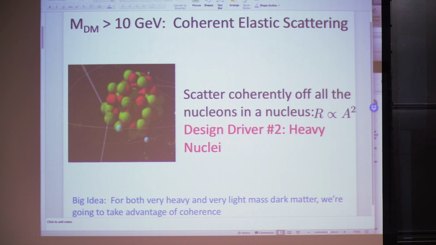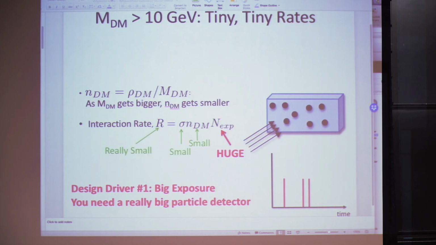OK, so for 10 GeV to 10 TeV, I skipped one slide. What's the first thing we have to recognize? And that is that we have really tiny rates, right? So when we look out at the galaxies, we know the mass density for dark matter. And then, if you say that dark matter has something like 10 or 100 or a TeV of mass, then you divide through and you get the number density. And basically, it's just this basic fact that, as mass gets bigger, the number density gets smaller.